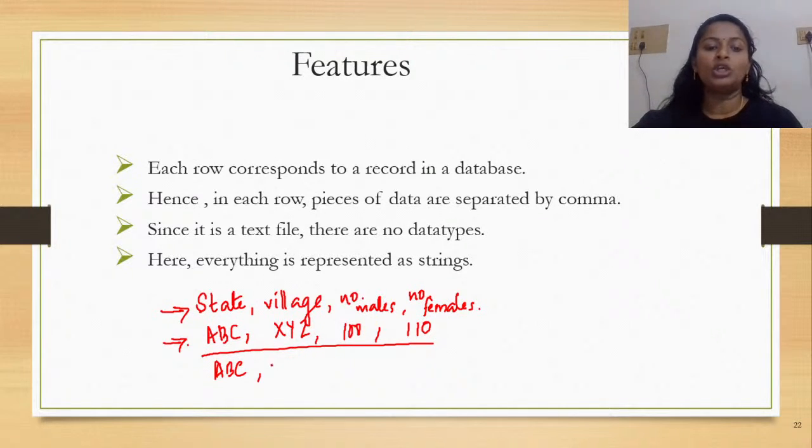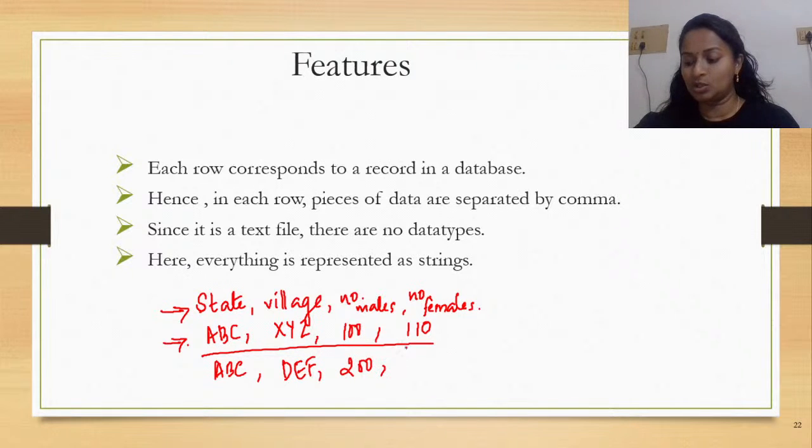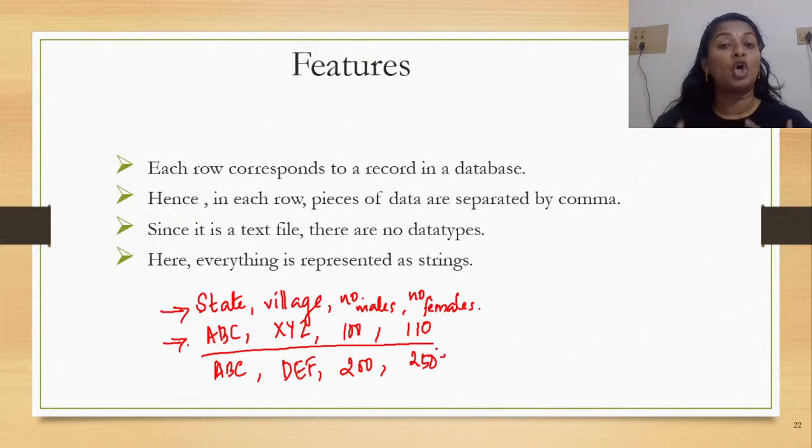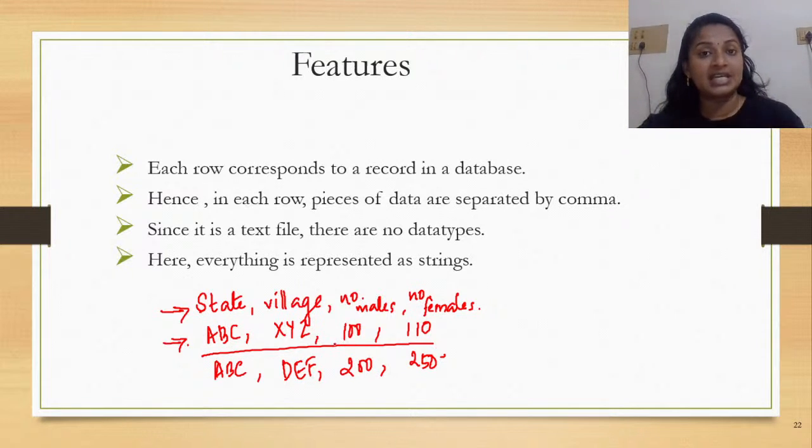Now, following this row, you would have the other information or values. Say, for example, you have another village, say DEF, and then the counts, say 200 followed by 250. Now, see how each row corresponds to a record. Record in the sense it corresponds to the information with respect to a particular village. Now see the second row, again the information with respect to another village, say DEF.